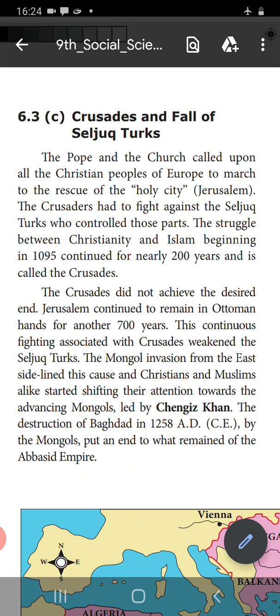The continuous fighting associated with the Crusades weakened the Seljuk Turks. The Mongol invasion from the east aggravated this, and Christians and Muslims alike started shifting their attention towards the advancing Mongols led by Genghis Khan, a Mongol ruler, one of the powerful rulers. The destruction of Baghdad in 1258 by the Mongols put an end to what remained of the Abbasid Empire. So the Abbasid Empire came to an end by the Mongol ruler Genghis Khan. Okay children, keep it in your memory.